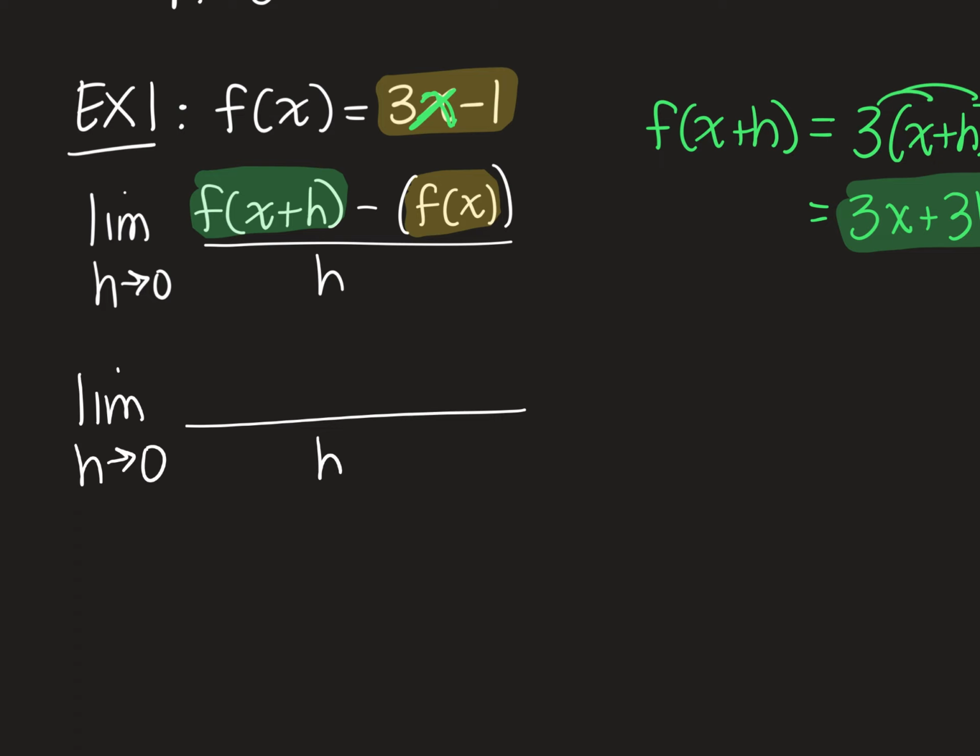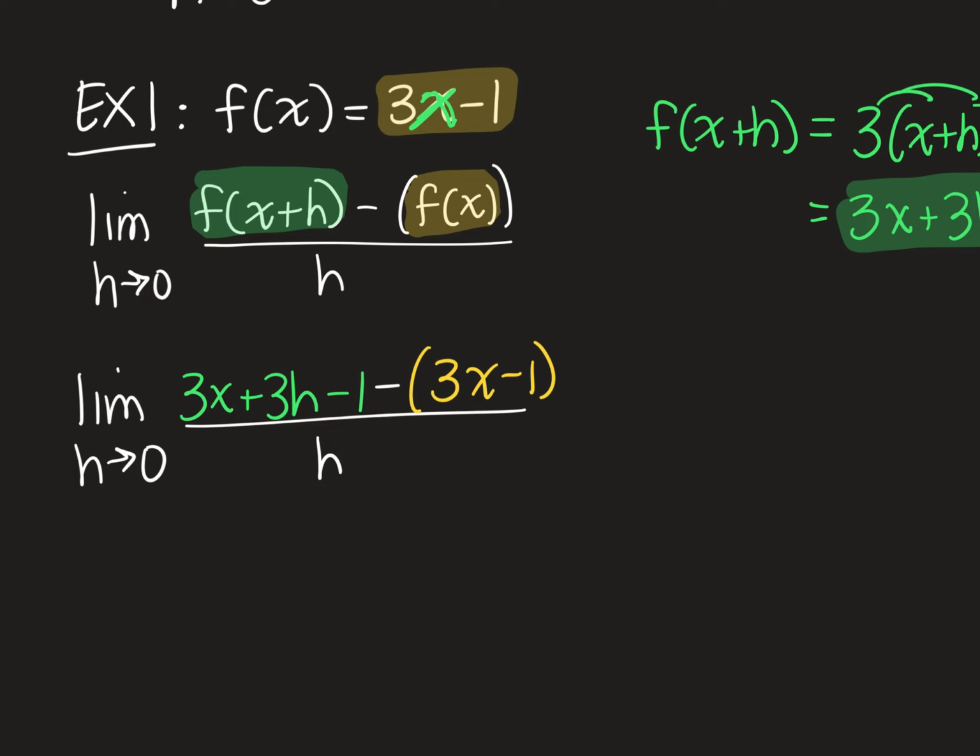So instead of f of x plus h, I replace it with the expression that we just wrote. And that is 3x plus 3h minus 1. Okay, so I took my green and replaced it with green. And then I'm going to put in the original function, so minus the original function, which is 3x minus 1. Notice I put parentheses around that. It's really important that you do that. And I even write the formula so that there's parentheses around f of x.